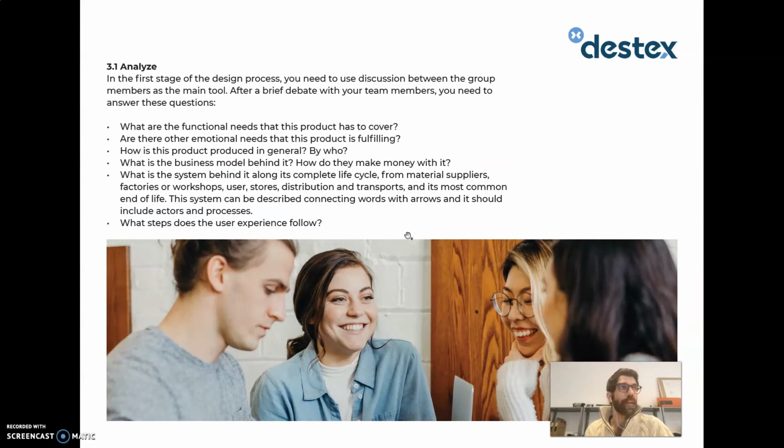And then we start with the design process with this first stage that is called analyze. To do this stage, you basically need to answer these questions that you can find here: the functional needs that this product has to cover, the emotional ones, how it's going to be produced, by whom, the business model behind it, the system behind it, and which steps the user experience follows. Once this is debated, you need to write the results of every stage on a paper. Then you can jump to the next stage.